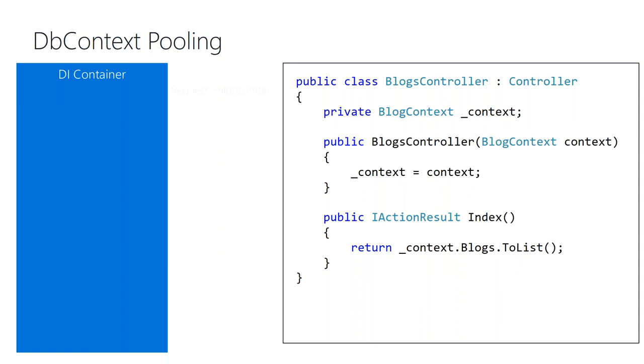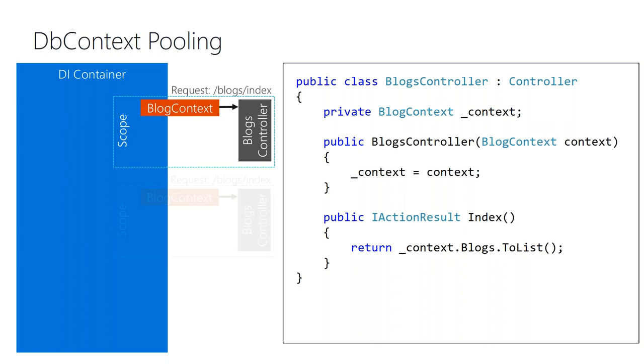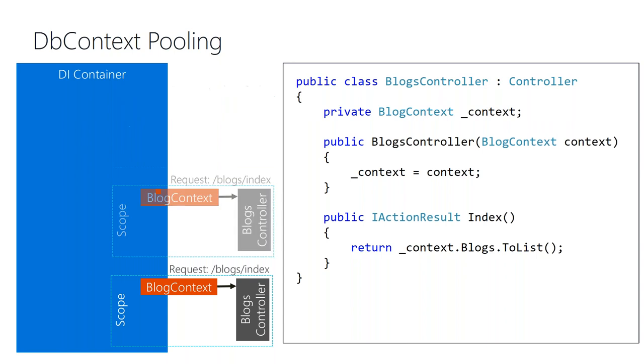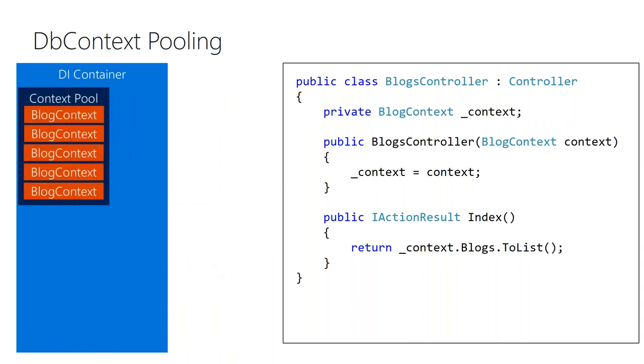So in this case, if I called the blogs controller's index action, the dependency injection container would create and give me a blog context. And if I called it two more times, it would create two more blog context objects. Each one would have to be created, spun up, and then handed off to that controller. Well, the nice thing now is we can say I want a context pool that has a number of already built objects waiting to be used.